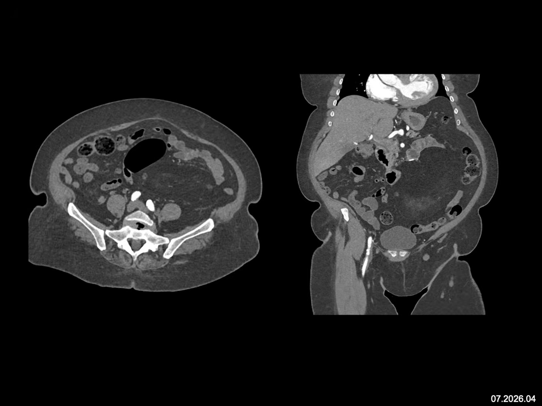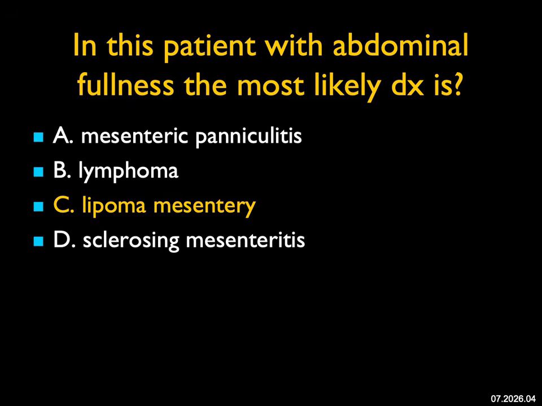It's not lymphoma. Lymphoma is solid. This is fat. It could be a liposarcoma. You would at least think of that. That's not one of the possibilities. It's not sclerosing mesenteritis. There you typically have a solid mass, often with calcification. You don't have this much fat appearance. So the best diagnosis here is a lipoma of the mesentery, which this was.